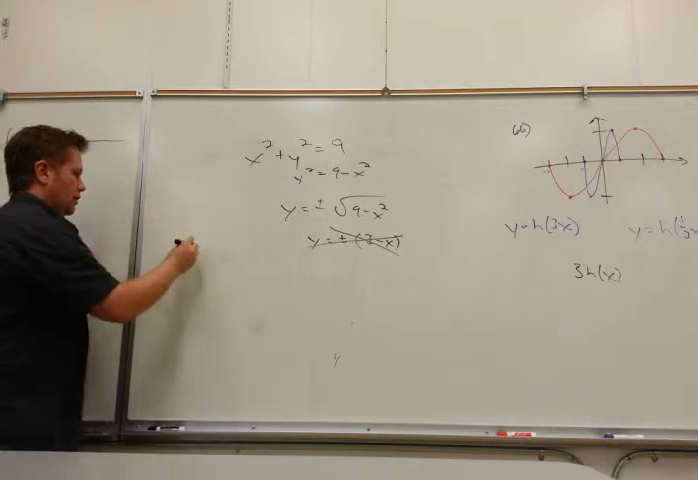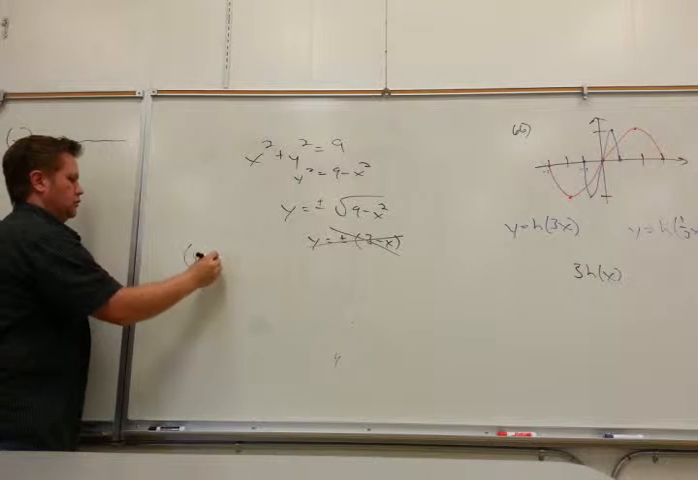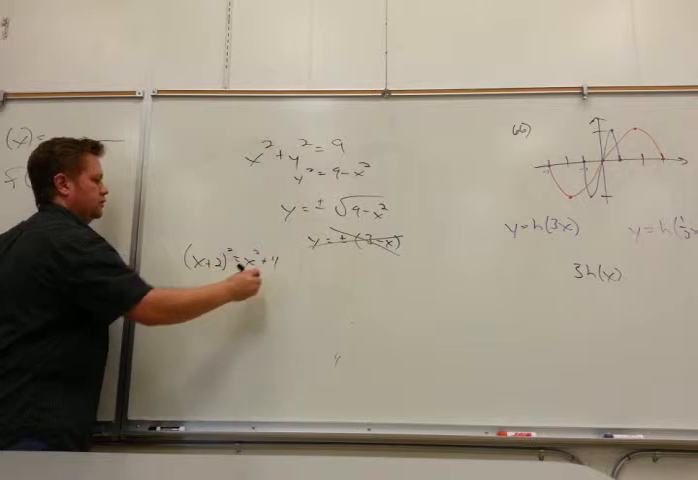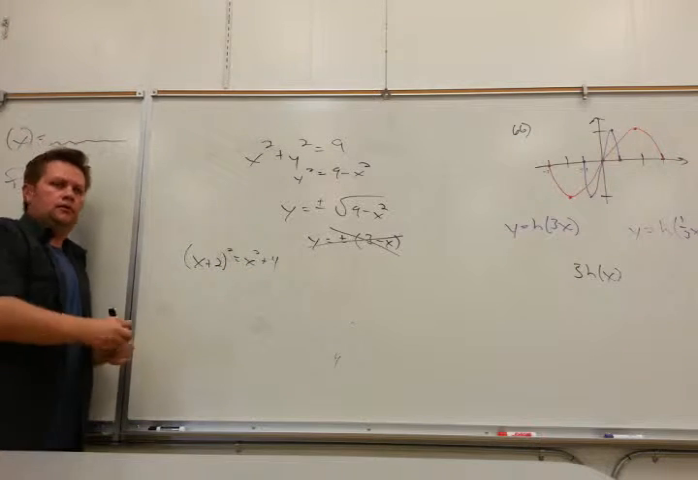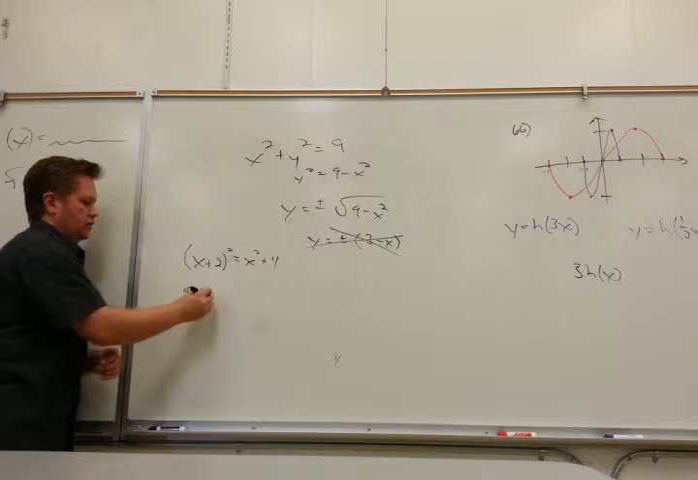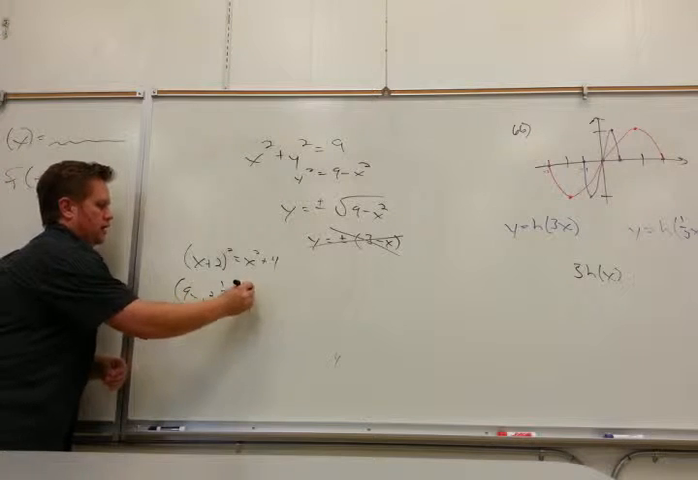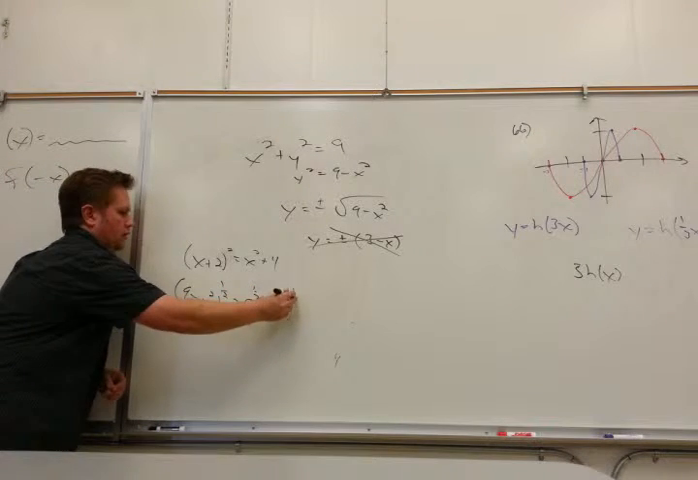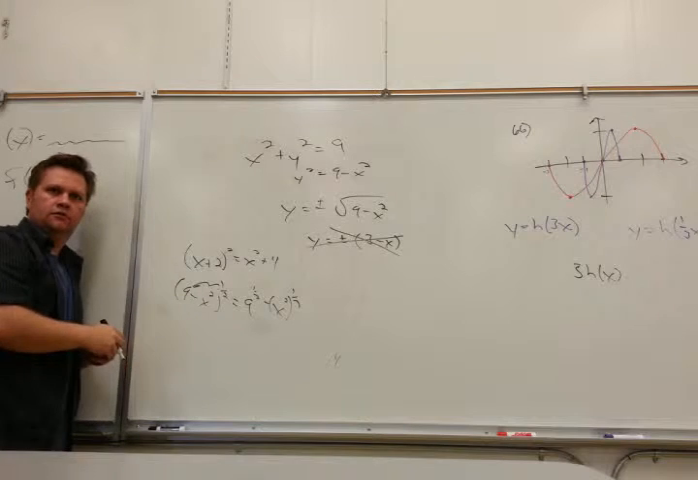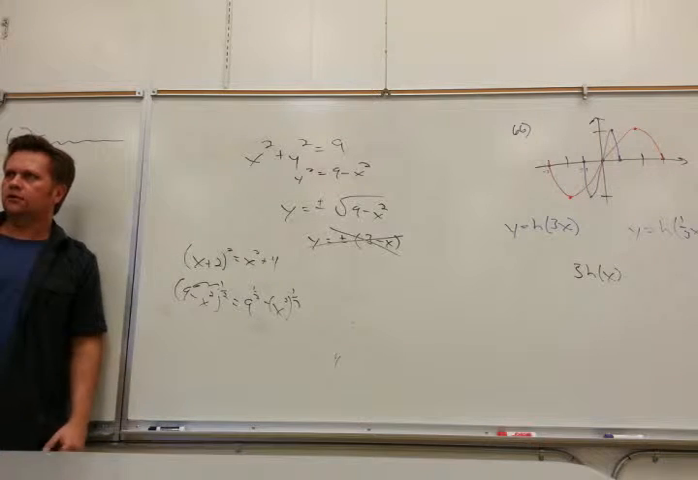That's the whole thing. It's the same thing as saying x plus 2 squared is x squared plus 4. It's actually the same mistake. In this case, it would be saying 9 minus x squared to the 1/2 equals 9 to the 1/2 minus x squared to the 1/2. You cannot distribute across a minus, you with me?